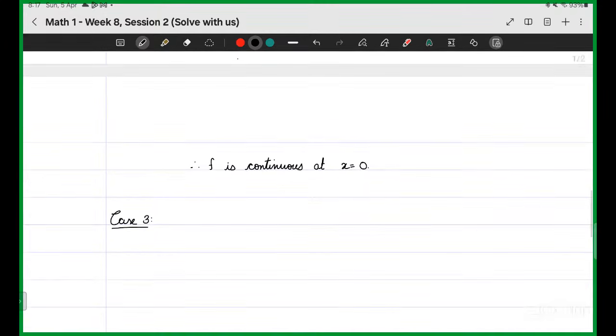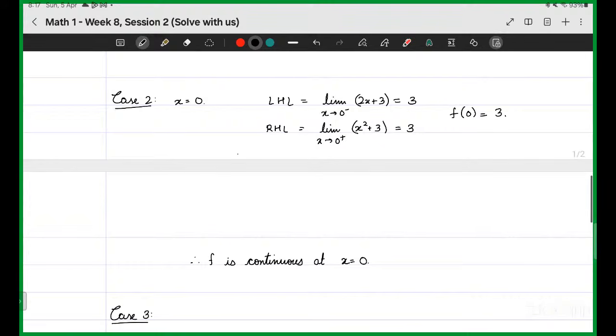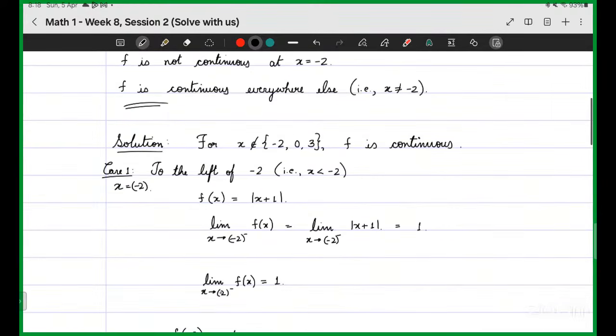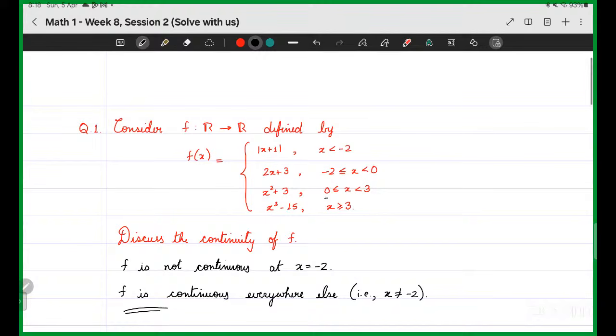Query, if I can raise. Yeah, sure. I got the LHL and RHL of f of 0, but for f of 0, we can either take 2x plus 3 and put x as 0, then we can find f of 0. Here you see in the definition of the function, you have not included 0 on both sides. It is defined as 2x plus 3 for the open interval, and I missed that. Yeah, I got it.